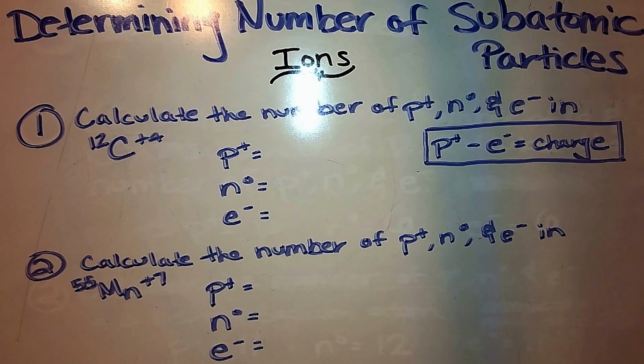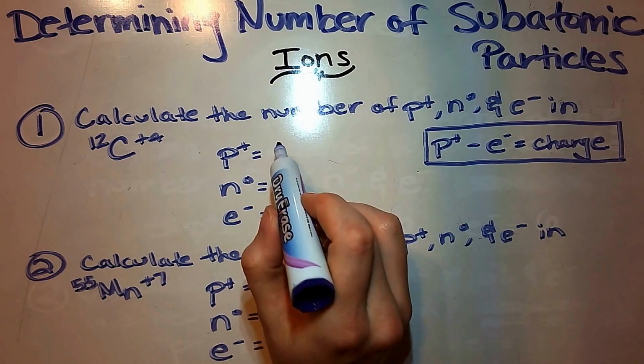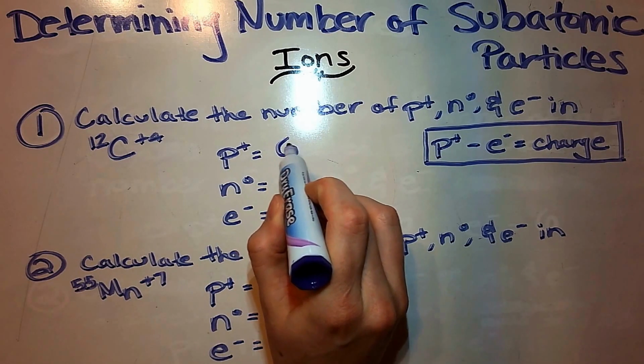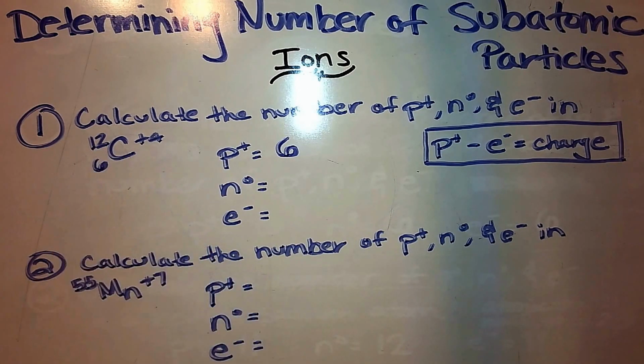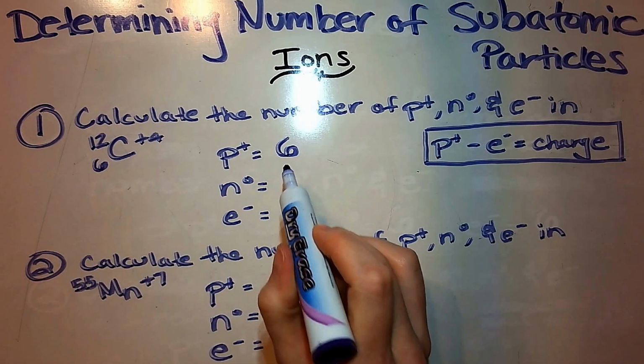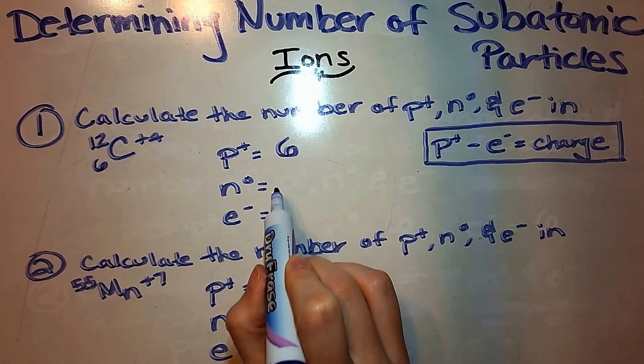Okay, so now, if I want to find the number of protons for carbon, I need to go look on the periodic table and find its atomic number. Remember, the atomic number, or the number of protons, is the identifier for the atom. So carbon's atomic number and proton count is 6. If you would like, you can go ahead and fill in over here to have our proper chemical representation of our ion. So we have 6 protons.